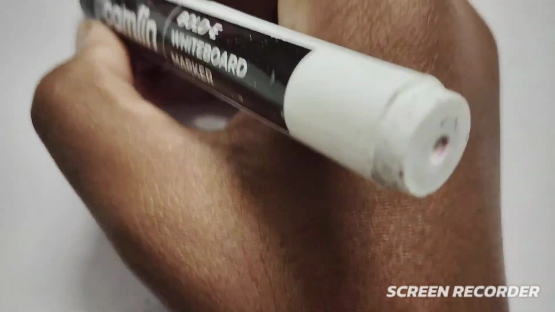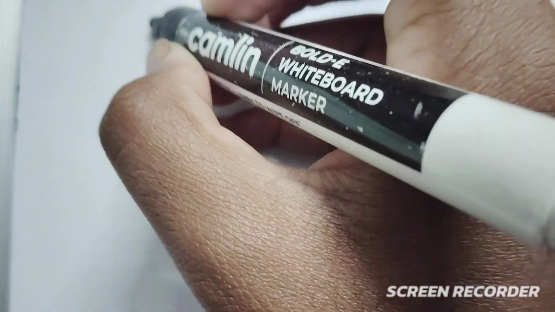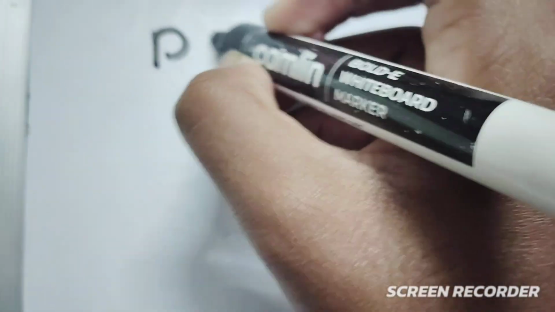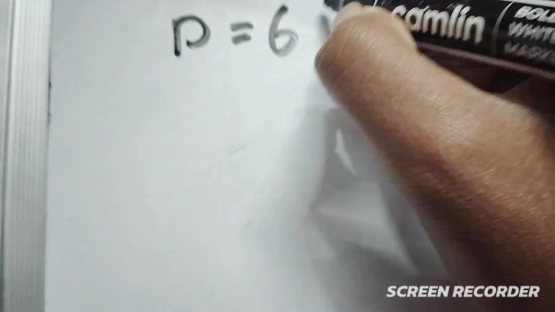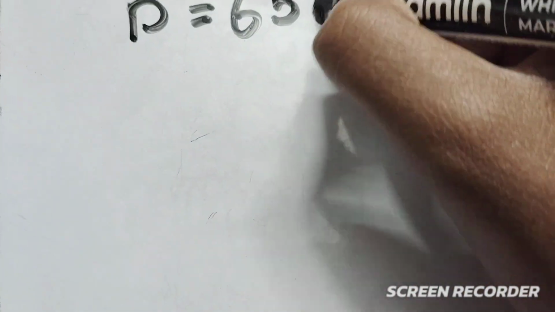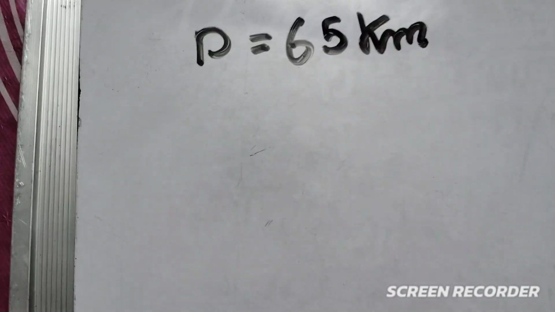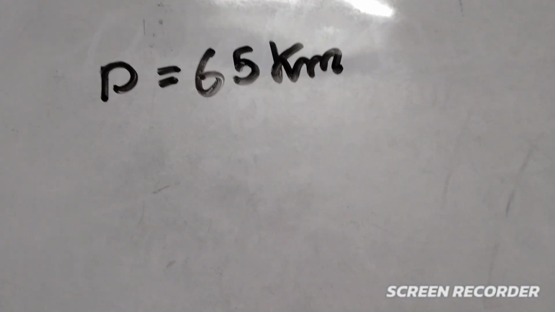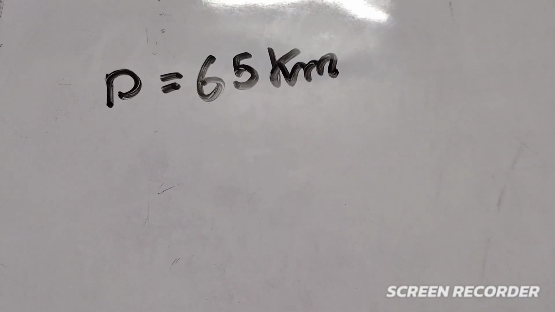So let's keep this beside. Okay, now it is in one part, so we'll convert this in an easy way. So it is saying a motorist traveled a distance of 65 kilometer, which we have to convert into meter. We will do that first.